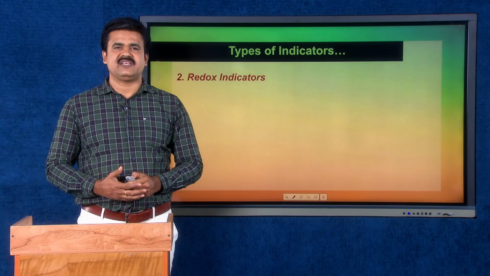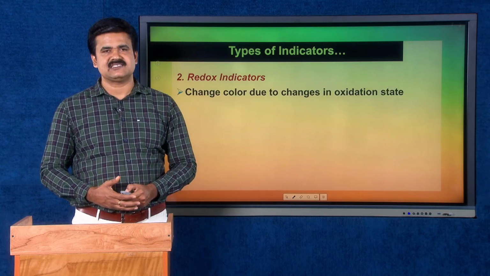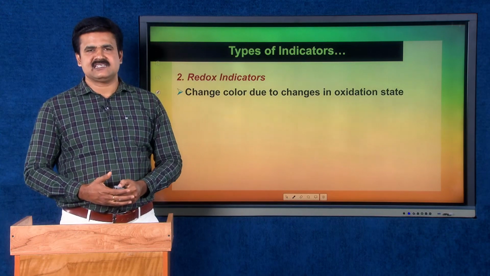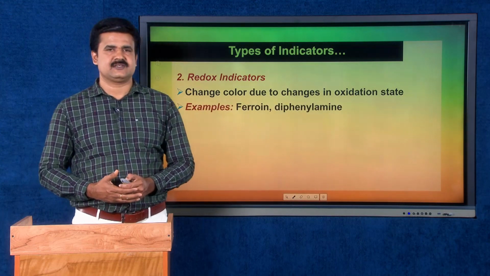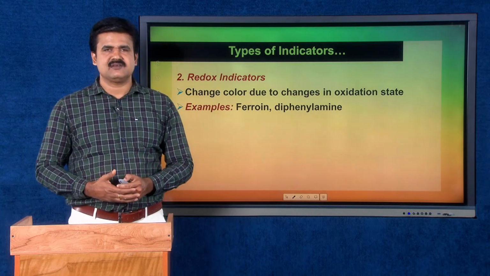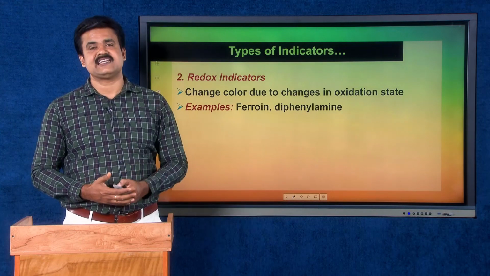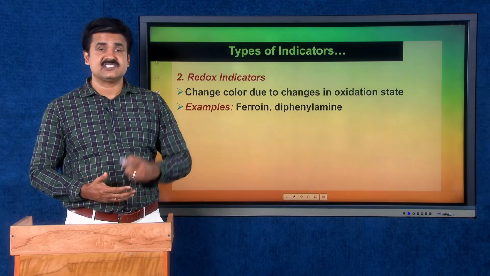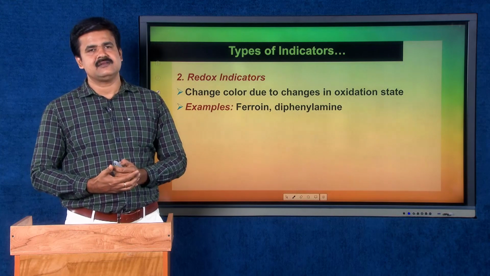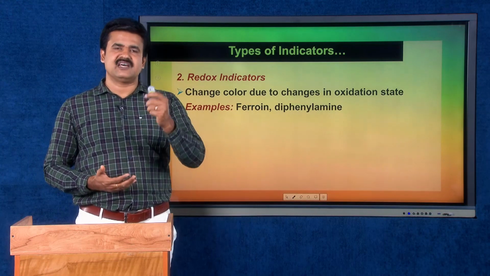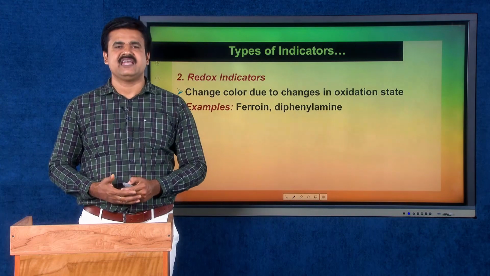Now, we are continuing the types of indicators. The second category of indicators is redox indicators. Redox indicators change their color due to a change in oxidation state. There are so many examples for redox indicators. These redox indicators are used in redox titrations or oxidation reduction titrations, or the titration between an oxidizing agent and a reducing agent. Some examples for the redox indicators are ferroin, diphenylamine, etc.